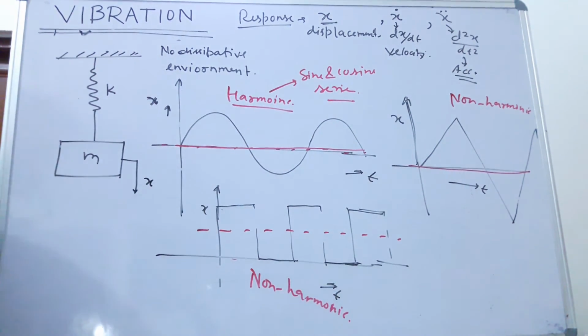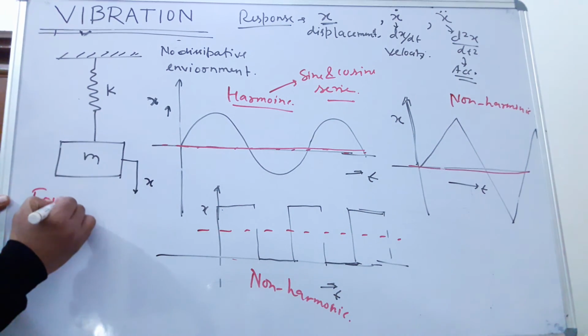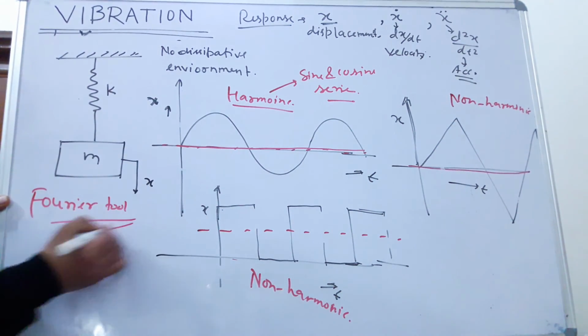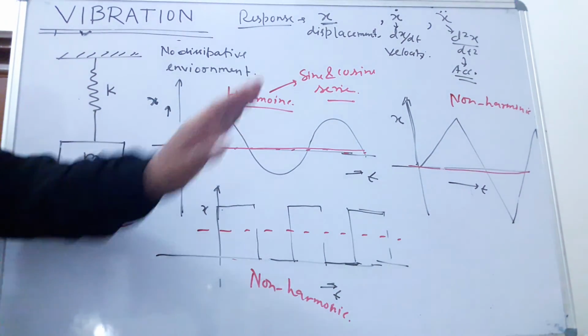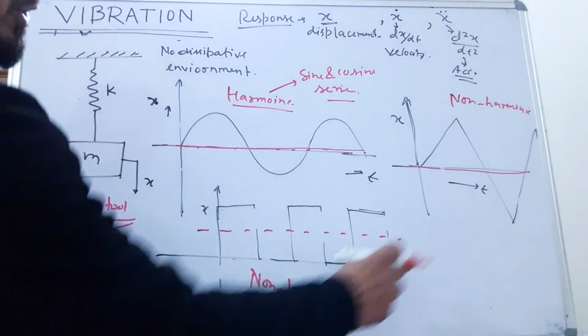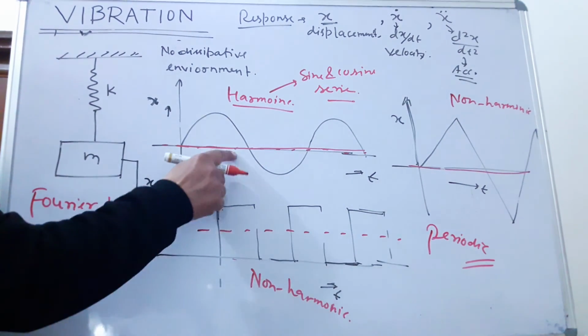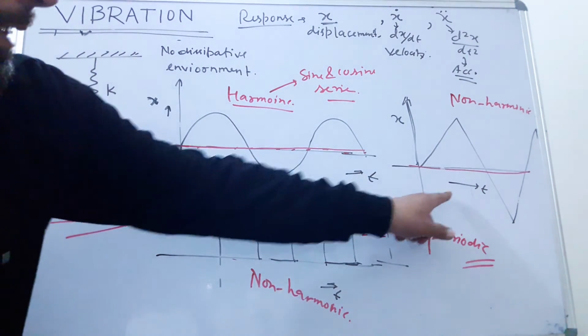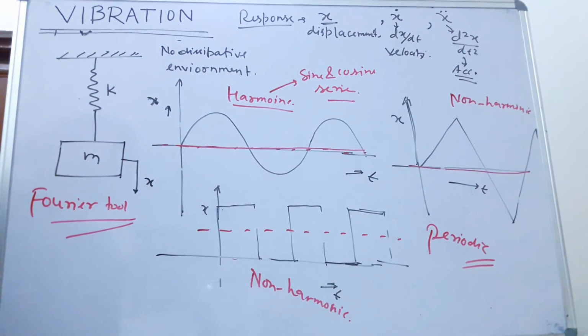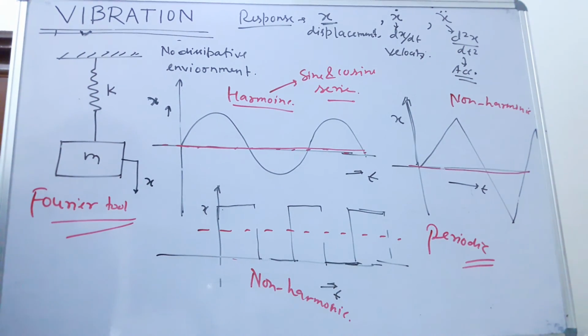If we want to convert these non-harmonic functions into a harmonic function, we have a tool, that is the Fourier tool. Using the Fourier tool we can convert it into a harmonic one. The similarity is all three motions are periodic, but the first one is harmonic and these two are non-harmonic. So here we can conclude that all harmonic functions are periodic, but not all periodic functions are harmonic.